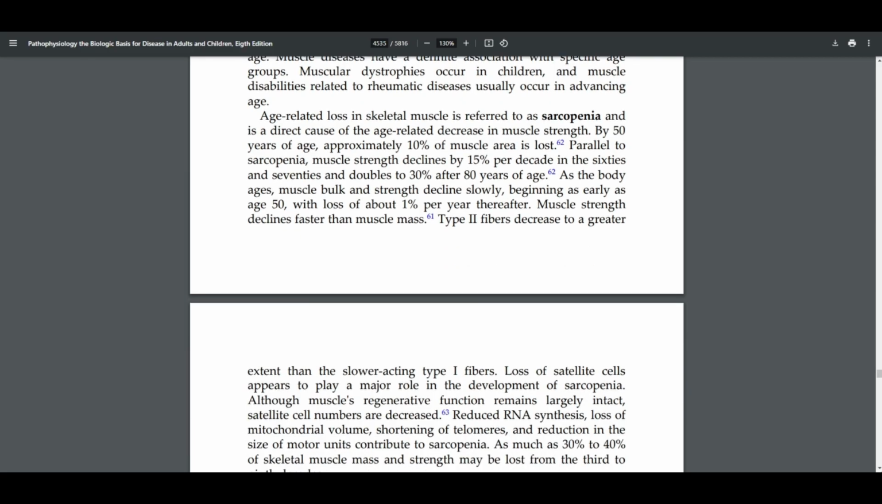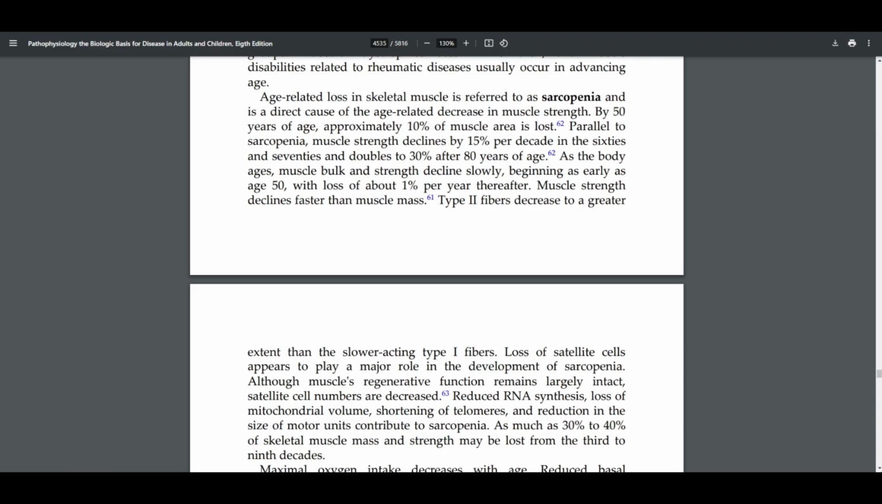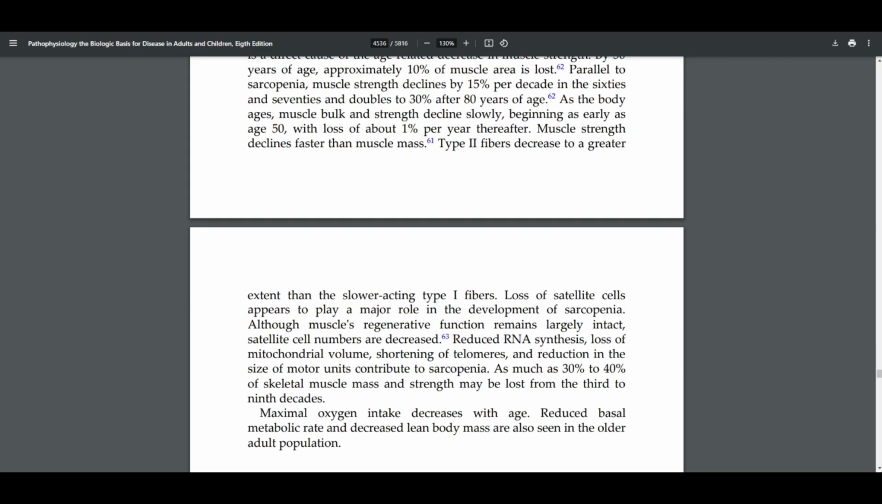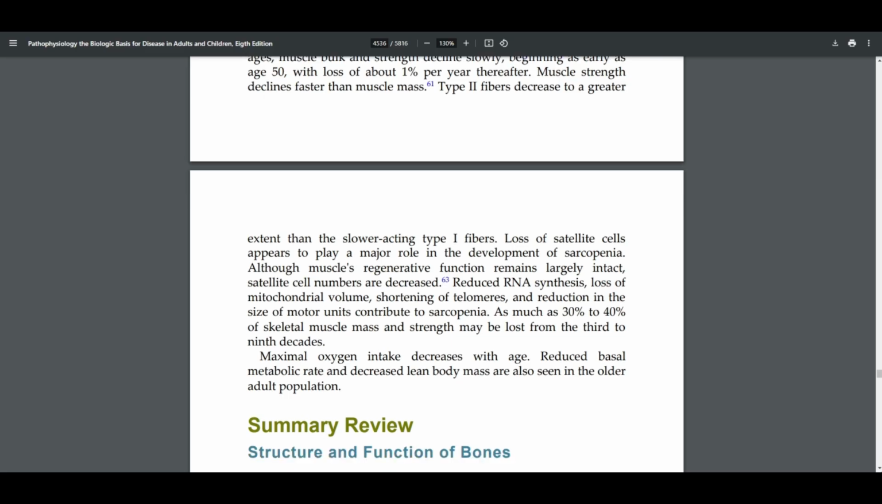Age-related loss in skeletal muscle is referred to as sarcopenia and is a direct cause of age-related decrease in muscle strength. By 50 years of age, roughly 10% of muscle area is lost. Parallel to sarcopenia, muscle strength declines by 15% per decade in the 60s and 70s and doubles to 30% after 80 years of age. As the body ages, muscle bulk and strength decline slowly, beginning as early as age 50, with loss of about 1% per year thereafter. Muscle strength declines faster than muscle mass. Type 2 fibers decrease to a greater extent than the slower type 1.